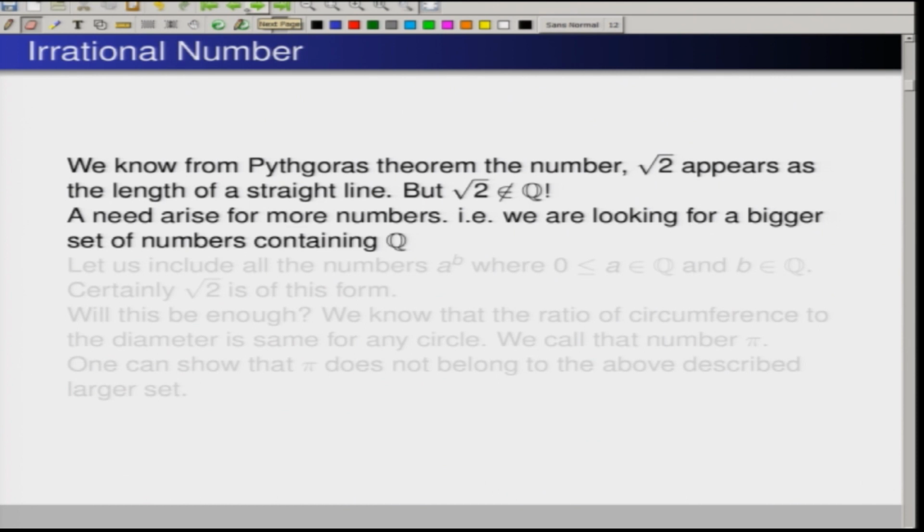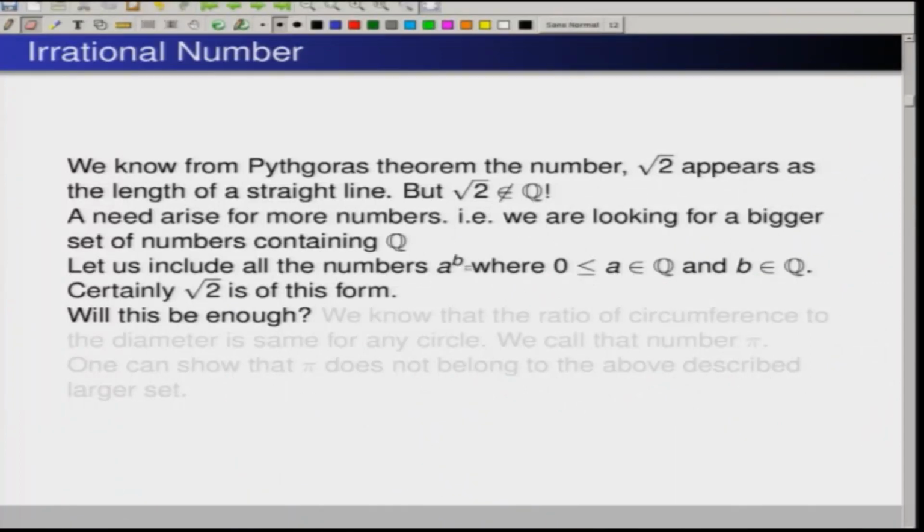So one would like to say, let us take the rational numbers that we have with us, and then consider all numbers of the form a to the power b, where a is a non-negative rational number and b is any rational number. Then root 2, the square root of 2, is 2 to the power 1/2, which is of this form. Now we have the rational numbers, and we add all the numbers which are rational to the power rational.